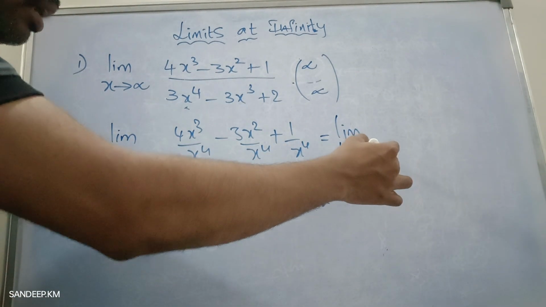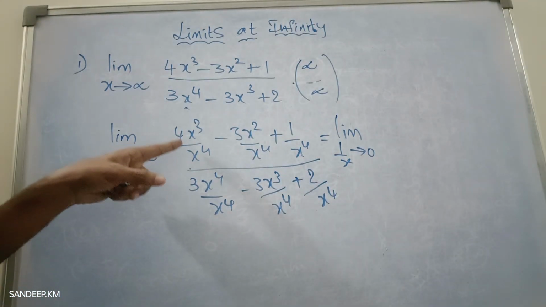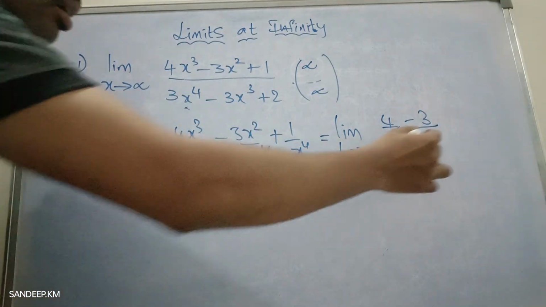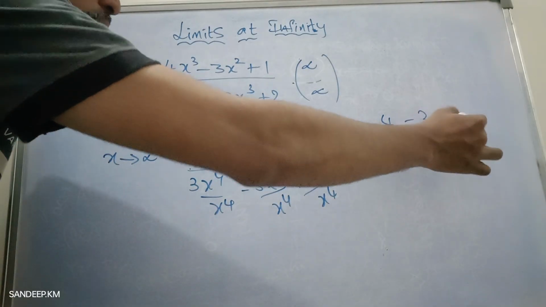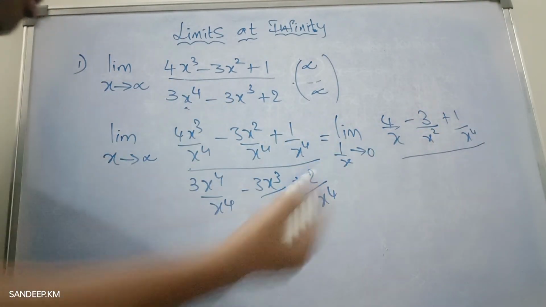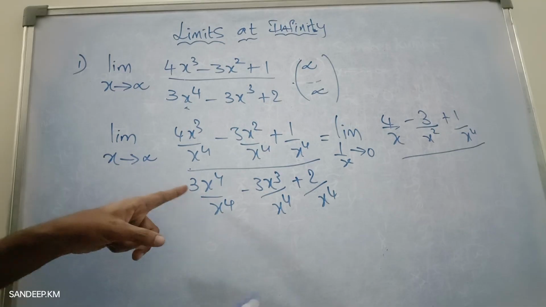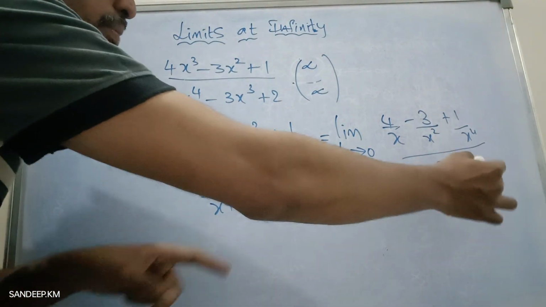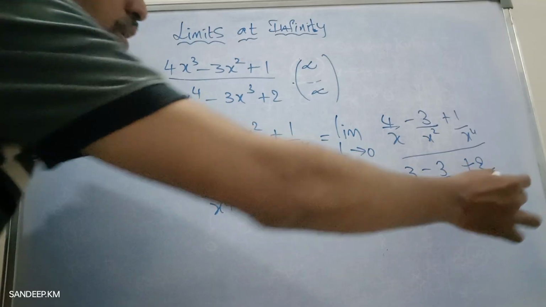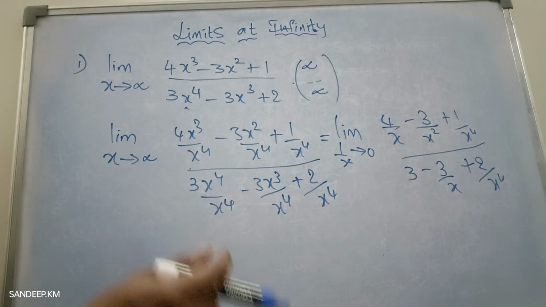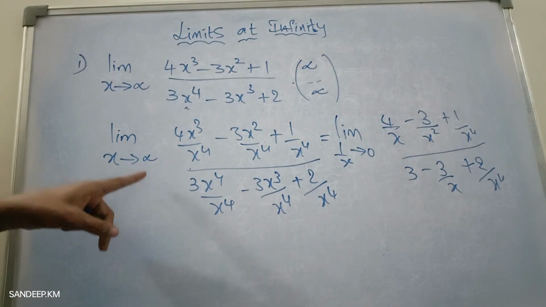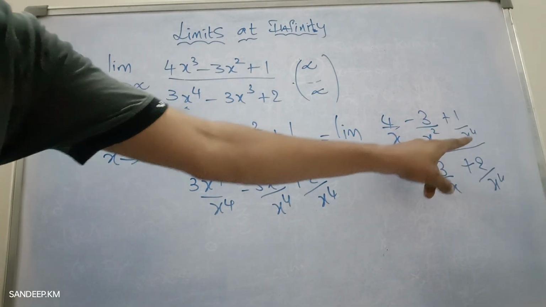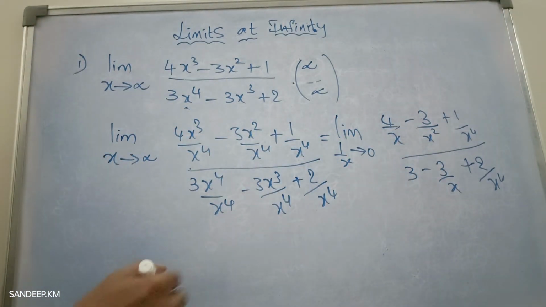Next, if you simplify this, limit when x approaches infinity, as I told you, 1 by x approaches 0. Correct or not? So this becomes 4 by x minus 3 divided by x square plus 1 by x power 4, whole divided by, here x power 4 and x power 4 cancel, we get 3 minus 3 by x plus 2 by x power 4. As we discussed at the start of the video, when x approaches infinity, 1 by x, 1 by x square, 1 by x cube, 1 by x power 4, all these approach 0 only, right?